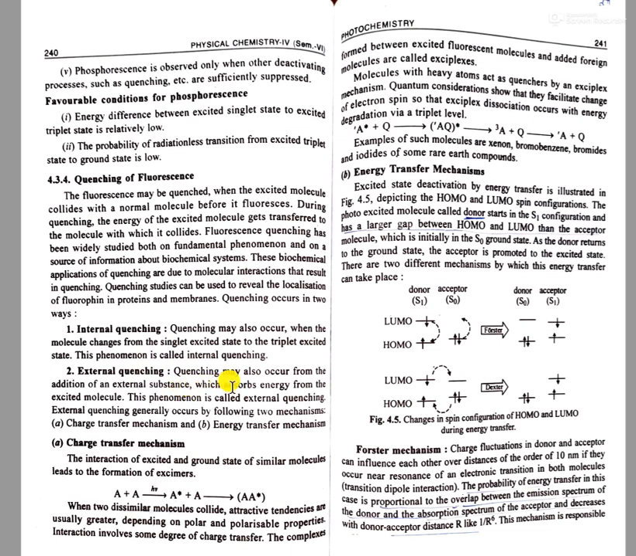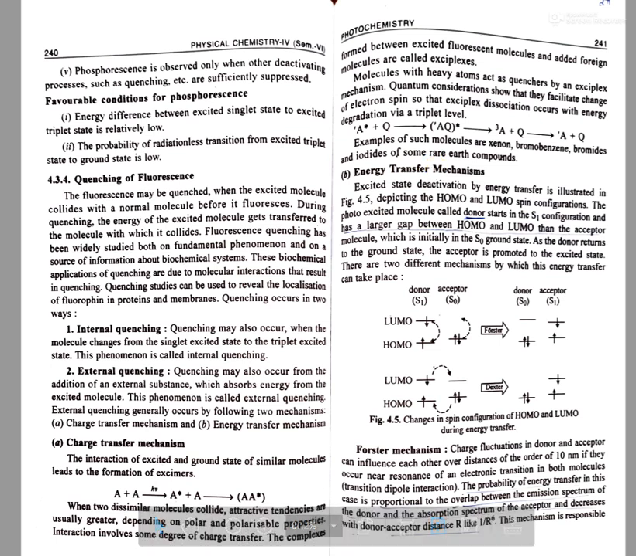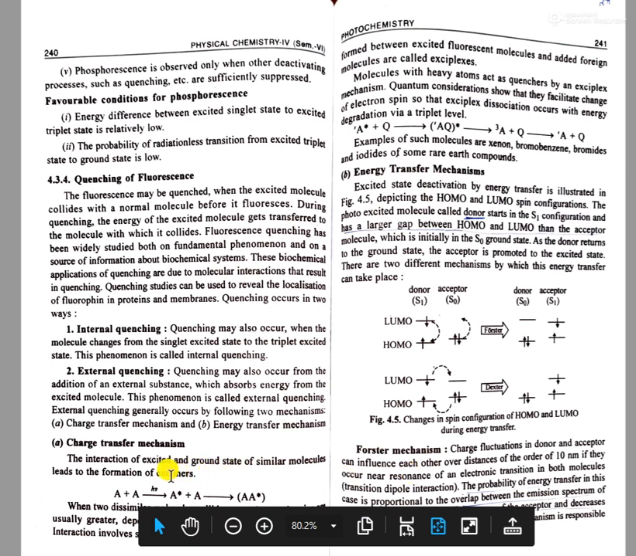So here the quenching may also occur from an addition of an external substance which absorbs energy from the excited molecule, and this phenomenon is called the external quenching. Again, this external quenching generally occurs by the following two mechanisms. First is a charge transfer mechanism and second is the energy transfer mechanism. So in charge transfer mechanism, it may happen in two ways.